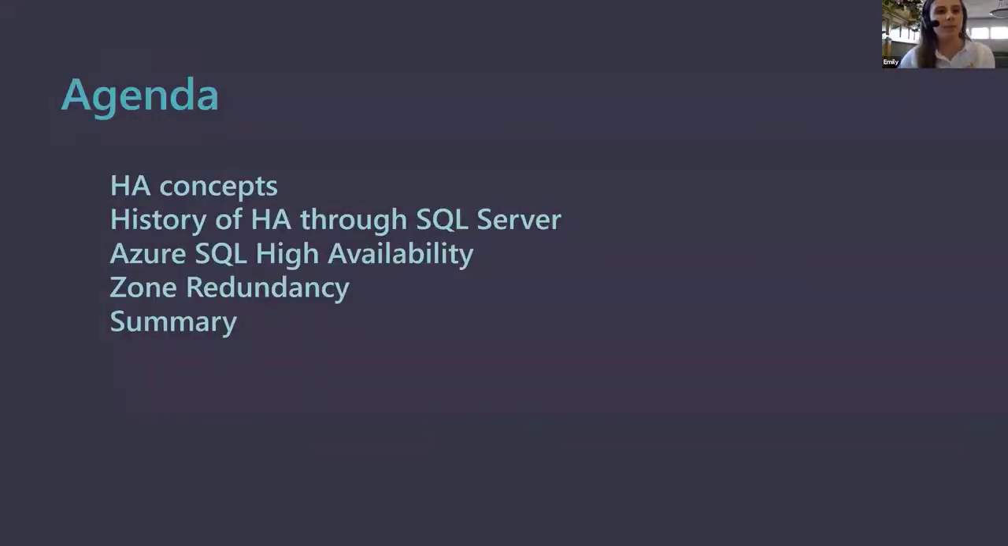So the agenda for what I'm going to go over today: I'm going to start off by level setting some high availability concepts. Next, I'm going to go through a brief overview of the history of high availability through SQL Server and how it's evolved over time. Next, I'm going to focus on high availability that exists within the cloud for Azure SQL, and then focus on the zone redundant configuration, which is what I believe is the future of high availability. And then finally, summarize what we learned throughout this entire presentation.